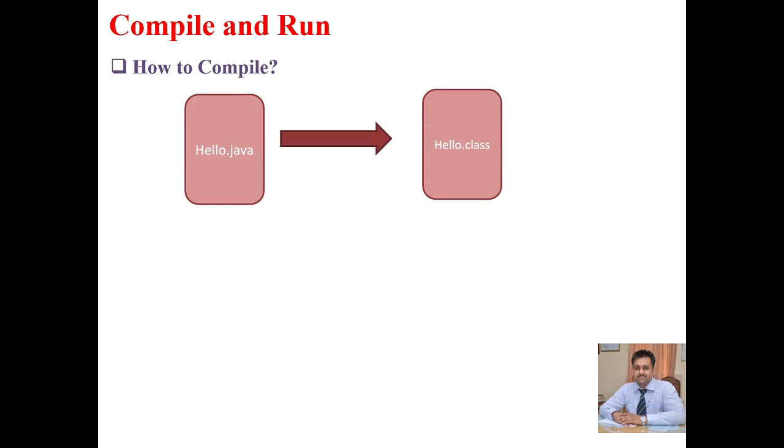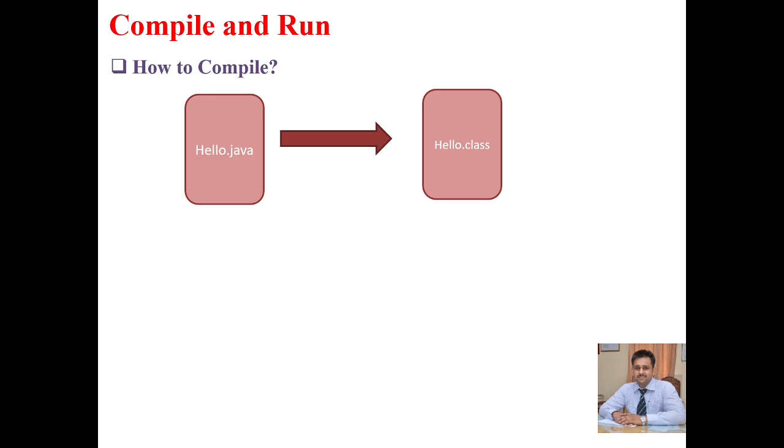So, how to compile? Here you can see I have two blocks. One represents the .java file and one is the .class file. .java is our source file. As we studied in C and C++, we have to convert the source file into object code with the help of a compiler. In Java, we also have this source file and the extension of this file is .java. After compilation, the .java file is converted to a .class file, and we call this .class file bytecode.